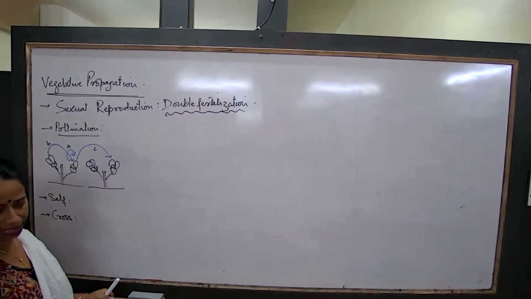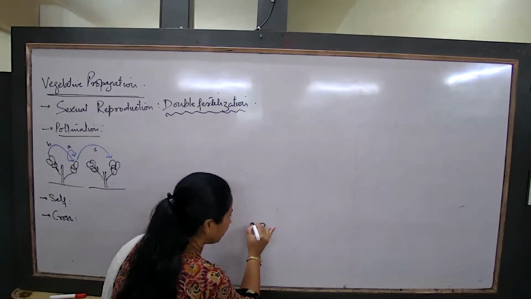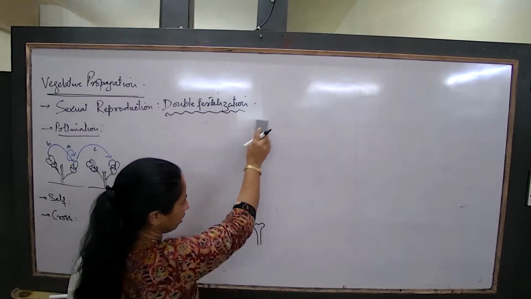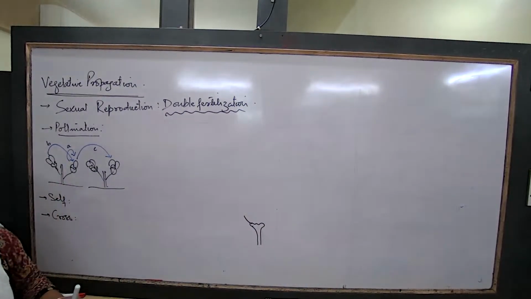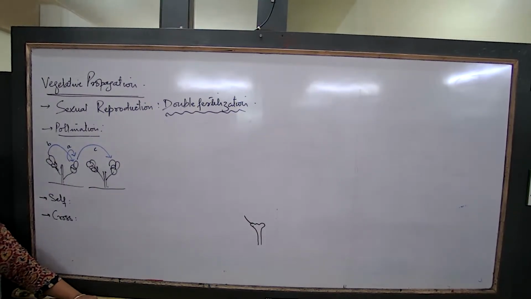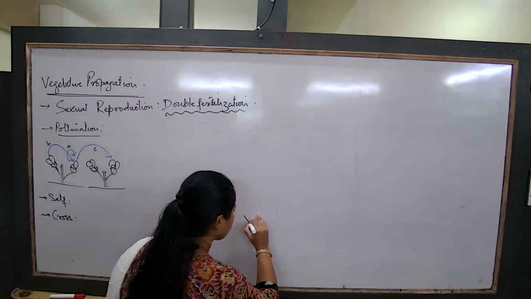Under self, we will write the transfer of pollen grain from the anther of one flower to the stigma of the same flower, or two flowers of the same plant.